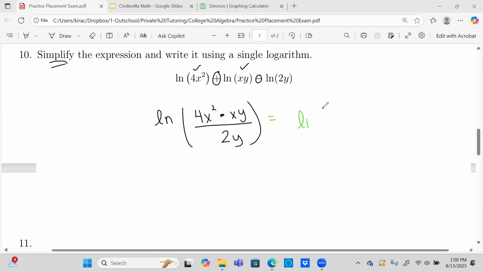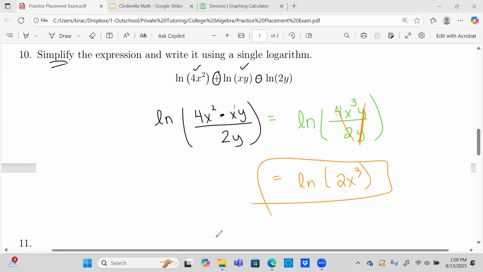So this is now natural log of 4x cubed, right? Because there's a 1 there. Y over 2y. That's still not simplified all the way. The y's cancel, and 4 divided by 2 would just be 2x cubed. That's a lot better than the original problem. So again, when you see a plus, you're going to multiply. That's just a property of logs. And when you see a minus, you're going to divide.